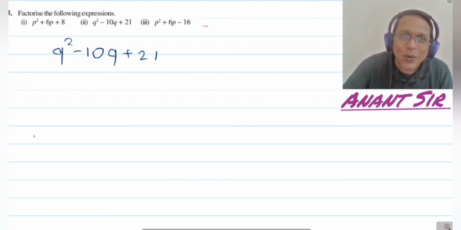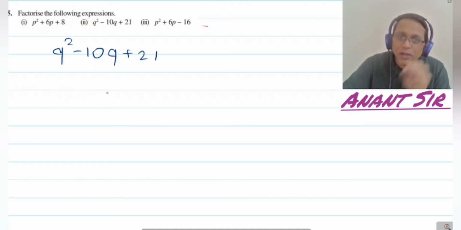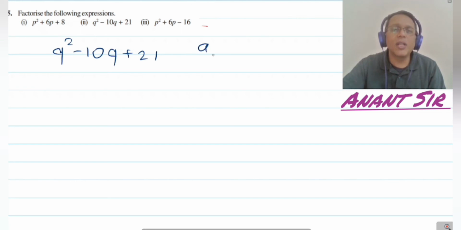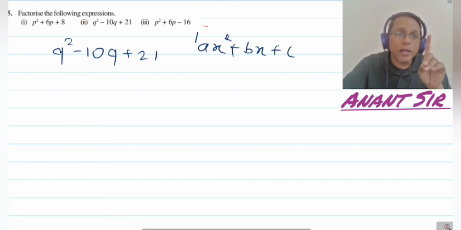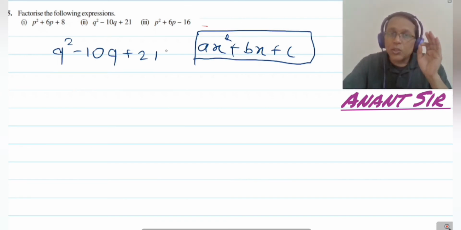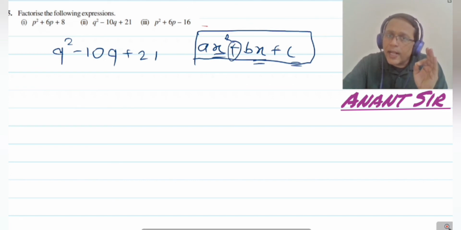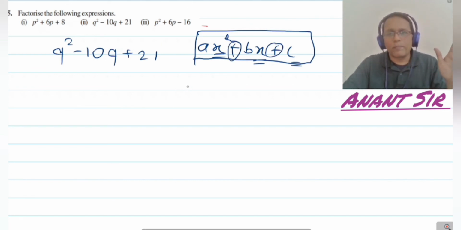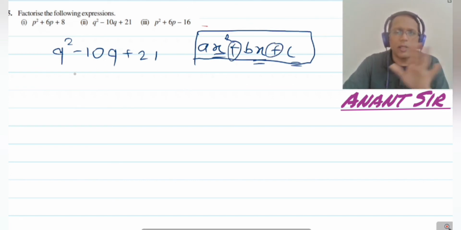Okay, so what to do now? First, check whether the given equation is in a standard form. Standard form means x square should be the first term. There can be any variable in place of x square, like in this question we have q square. Variable is not a problem. The term with the square variable should be first, then the x and then the constant. X and constant can be negative, no problem. So here the question is already in the standard form.